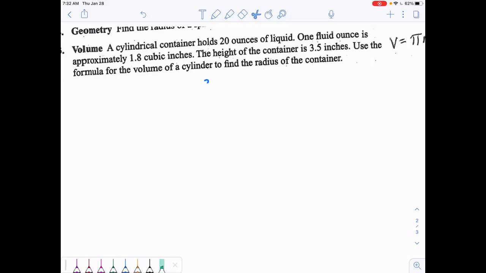And I gave you the volume formula. The volume formula is pi r squared h, because a cylinder is like a can. Think of a soup can. That's essentially what we have. So you have the circle part, and then I need the height. So that's why it's pi r squared h. Pi r squared is the area of a circle. And then I need the height of the can to get the volume.